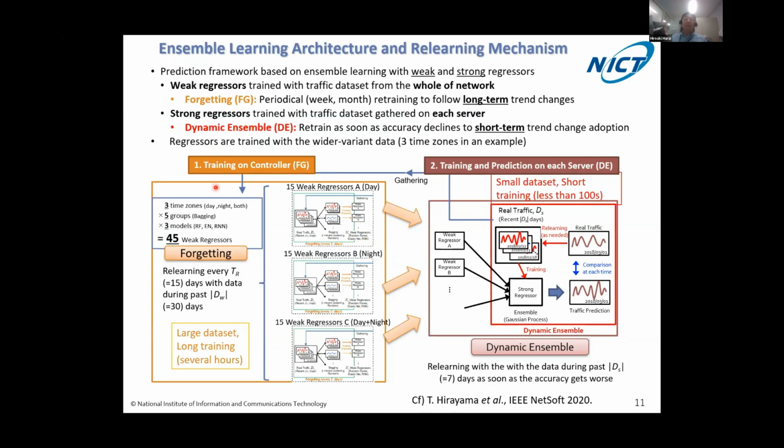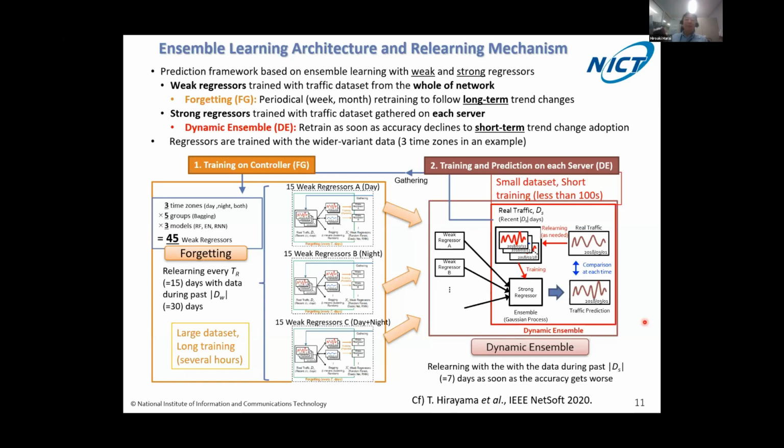This framework consists of weak and strong regressors. We assume multiple weak regressors are trained on the central control unit by using the data set gathered from the whole of the network. The weak regressors are trained with data sets separated by some bagging technique. As a result, they are biased. The regressors are transferred to each server. Then each server selects the adequate weak regressors by using its unique strong regressor. The strong regressors are based on Gaussian process. The server trains its regressor with data gathered by itself.